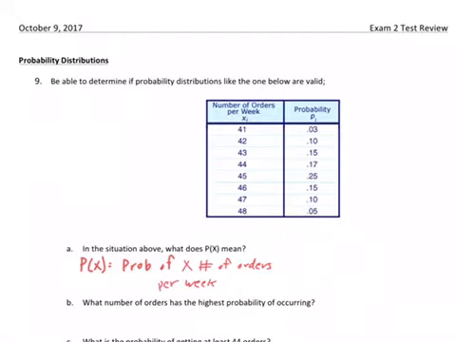All right, next question is asking for the number of orders that has the highest probability. And all this is asking you to do is understand what's going on in this table. We're looking for the highest probability. It looks like that's going to be this value right here, and that's corresponding to my value of 45. So sure enough, the number of orders that has the highest probability is where x equals 45. Straightforward stuff, right? All right, awesome.